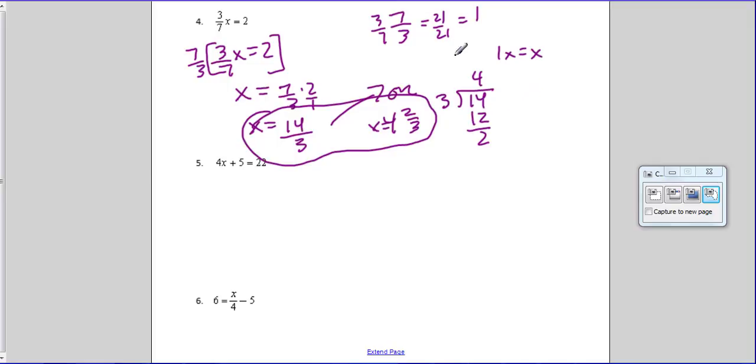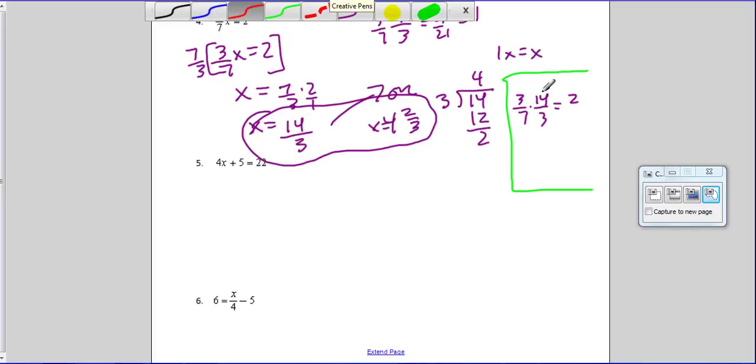And if I want to check my answer here, I'll use the improper fraction, 14/3. I'm going to take 3/7 in the original problem times my 14/3, replacing x with 14/3, and that has to equal 2. Well, 14 over 7 can be reduced because 14 divided by 7 is 2. The 3's cancel out, that's 1, so we get 2 equals 2, so our answer checks out.